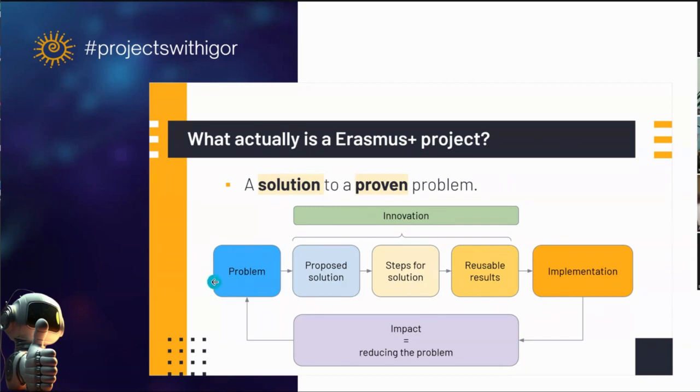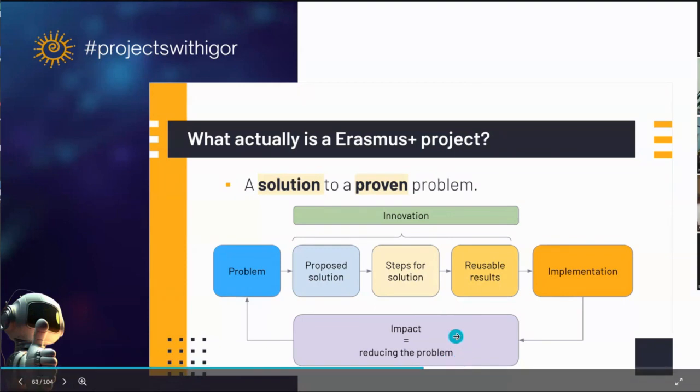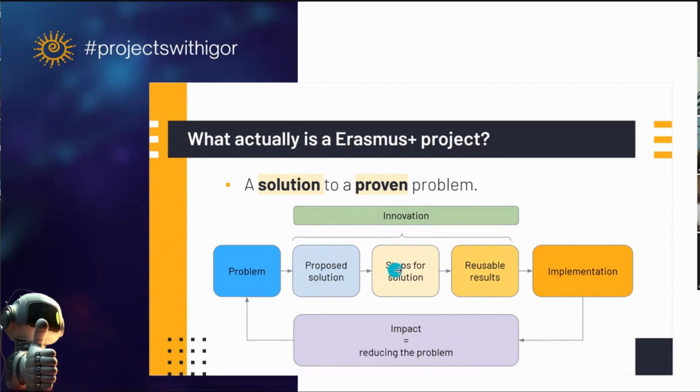Okay? So meaning at the beginning, you have a problem, you propose a solution, the steps, and the solution, you will get some reusable results, and then you implement it. So you will check if this implementation really reduces the impact as you promised. The solution steps and the results are innovation. And this is everything about an Erasmus Plus project. If you understand this, you can actually do a lot with artificial intelligence as well.